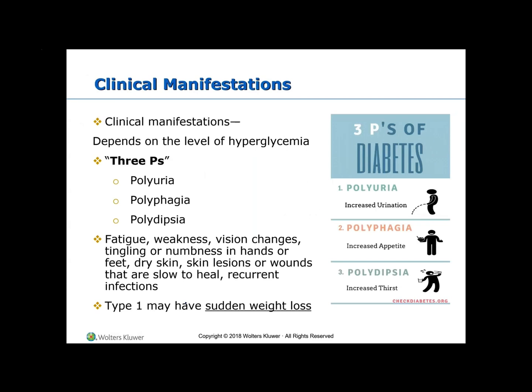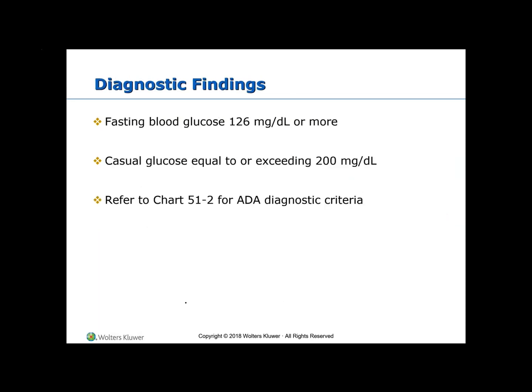Some clinical manifestations. Everyone should know the 3 Ps of diabetes: polyuria, polyphagia, and polydipsia. Also fatigue, weakness, vision changes, tingling and numbness in the hands and feet, dry skin, lesions or wounds that are slow to heal, and recurrent infections. These are all things you should be familiar with from the diabetes lectures you've previously had. Type 1 diabetics may have sudden weight loss as well.